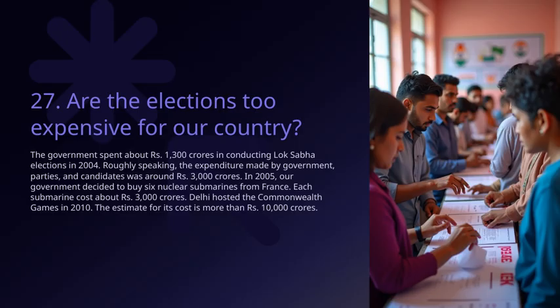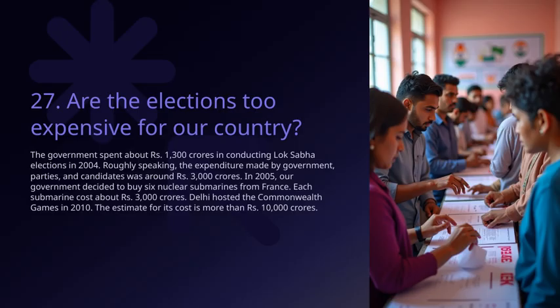Now, compare that to some other major government projects. In 2005, the government decided to buy 6 nuclear submarines from France, each costing about 3,000 crores. That's a significant investment in defense. And then there was the Commonwealth Games hosted in Delhi in 2010, which had an estimated cost of over 10,000 crores. What these figures highlight is the enormous financial commitment our country makes for different events, whether it's elections, defense, or major sporting events.